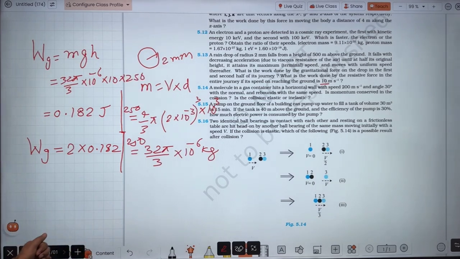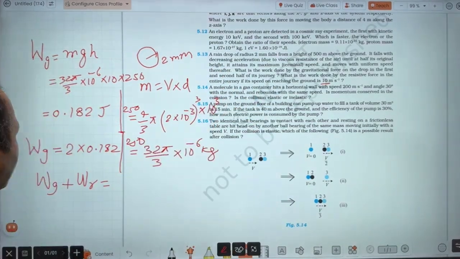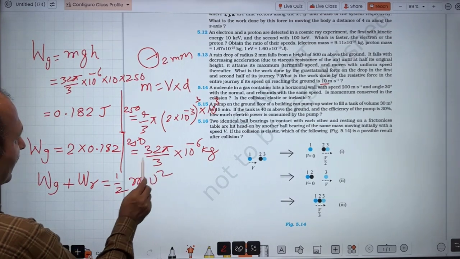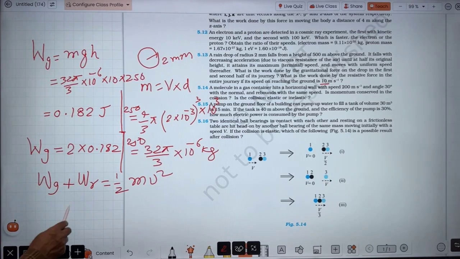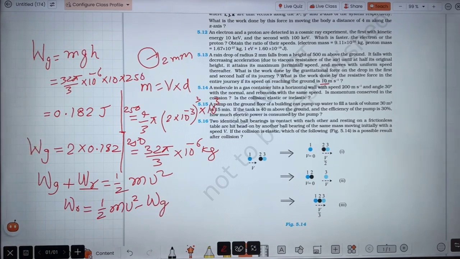Then what happens? We can say that work done by gravity plus work done by resistive force must be equal to the gain in kinetic energy, so 1 by 2 mv square. Here our concern is to get work done by resistive force. So work done by resistive force will be kinetic energy, half mv square, minus work done by gravitational force.